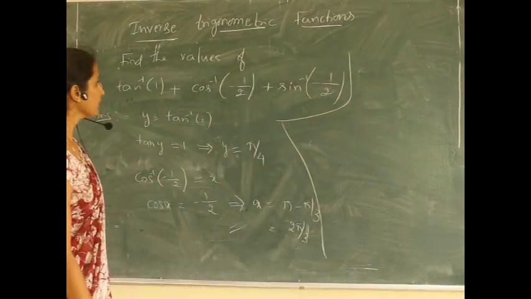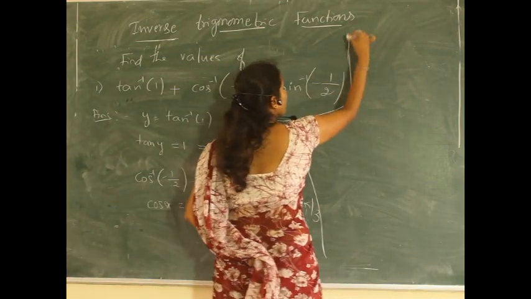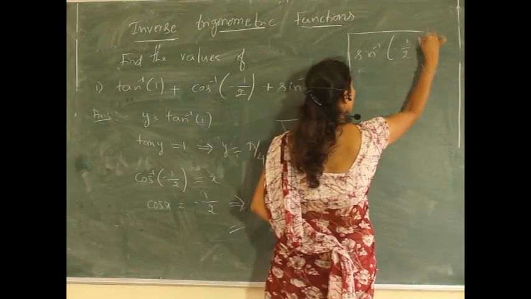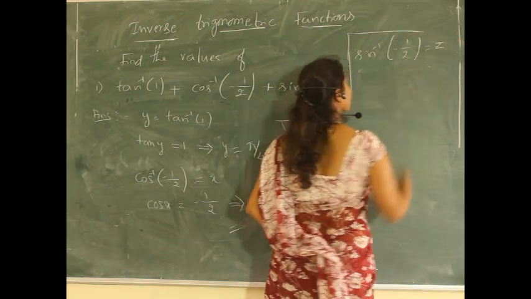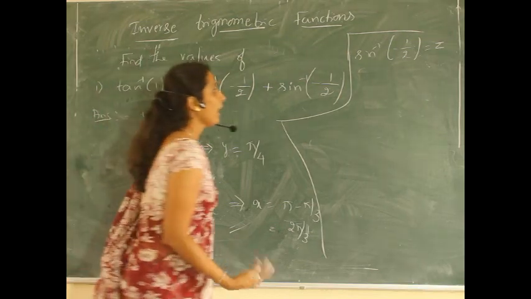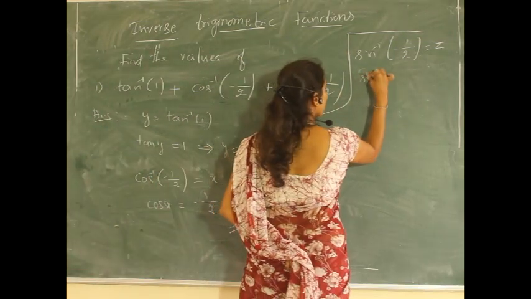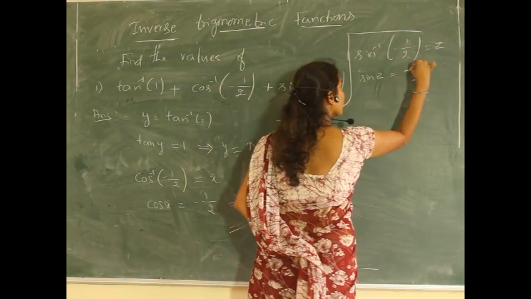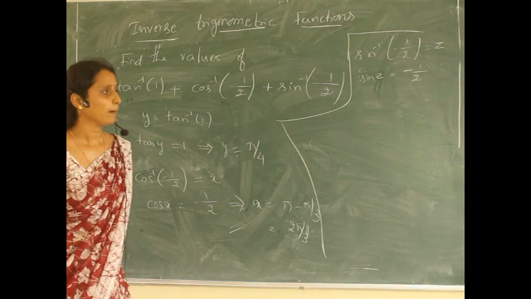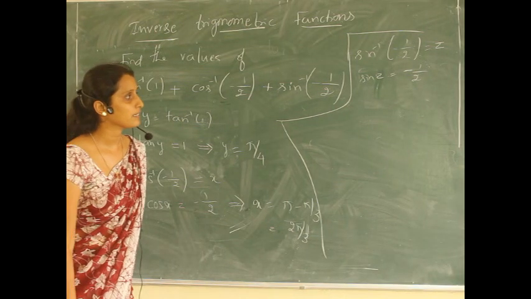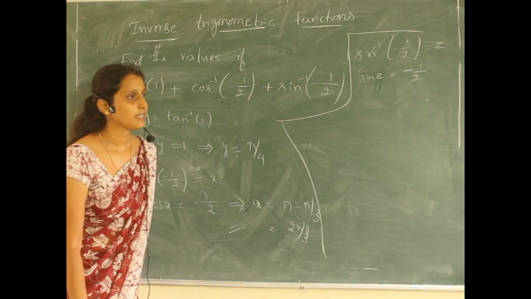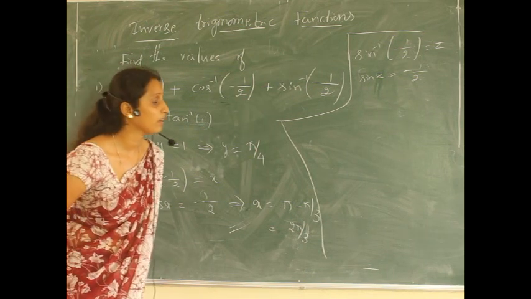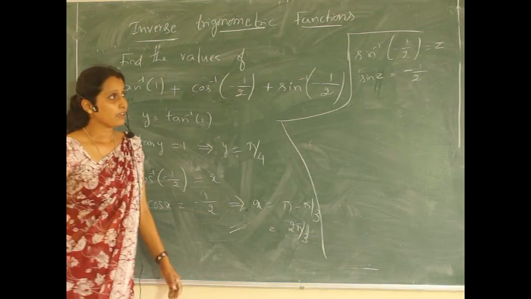Next is sine inverse of minus half equal to z. We can take sine z equal to minus half. So when sine z is minus half, the value is z equal to sine inverse of minus half.